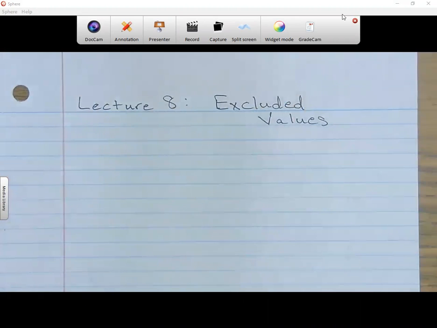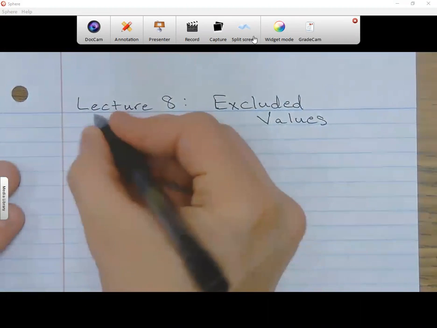Excluded values. All right. Now what we're going to be doing today is we're going to be adding on to what we did last week. So let's get started.